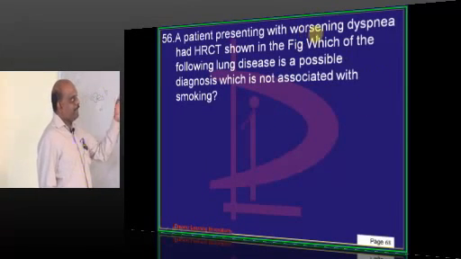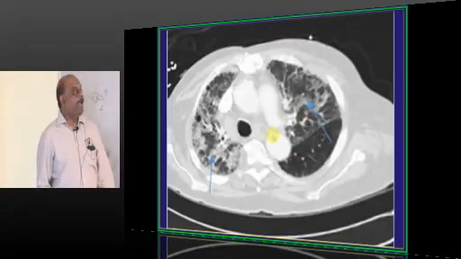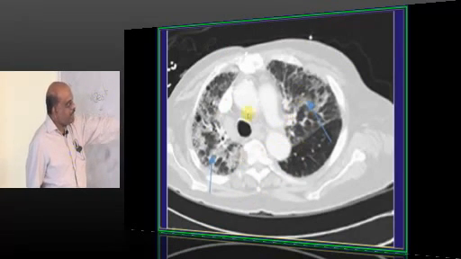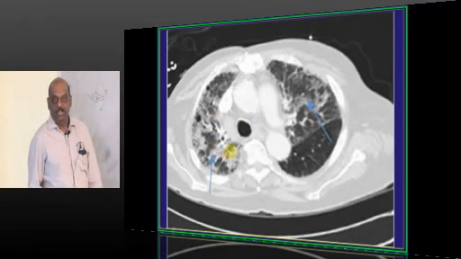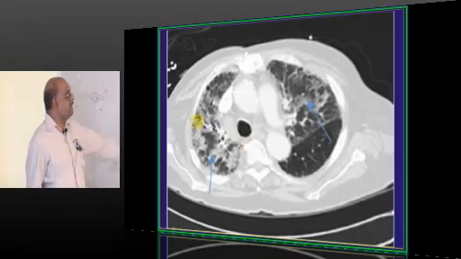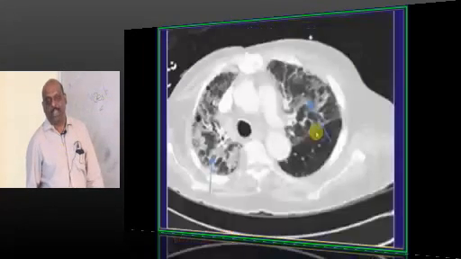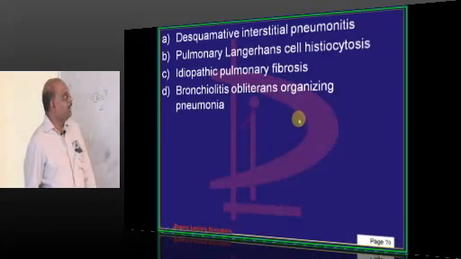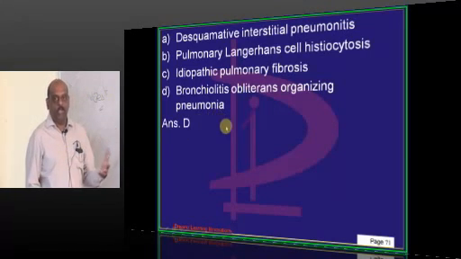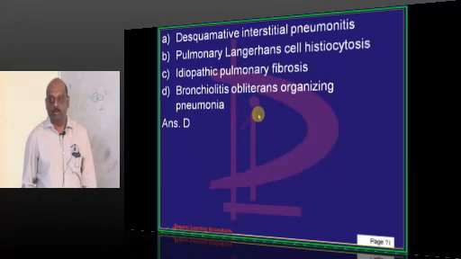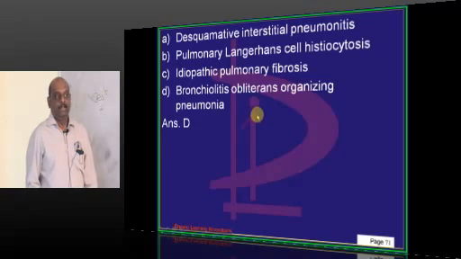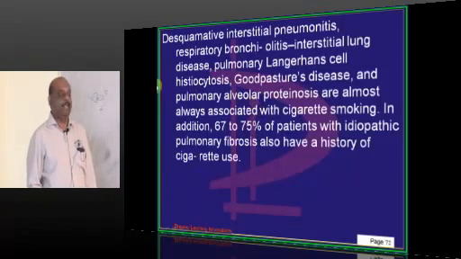A patient has worsening dyspnea. He had an HRCT which is showing interstitial lung pathology. Which interstitial lung disease is not associated with smoking is the question here. Fundamentally, bronchiolitis obliterans with organizing pneumonia, BOOP, is not associated with smoking, which you have to emphatically remember.